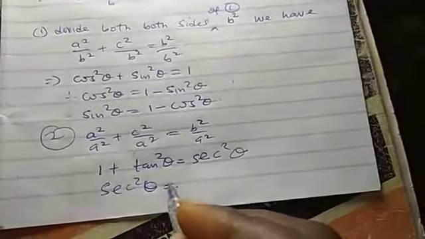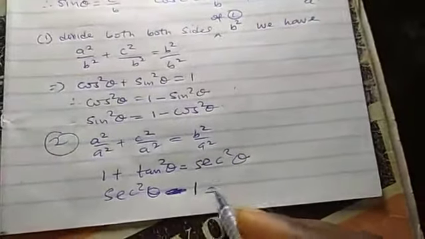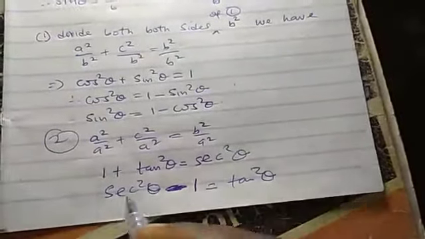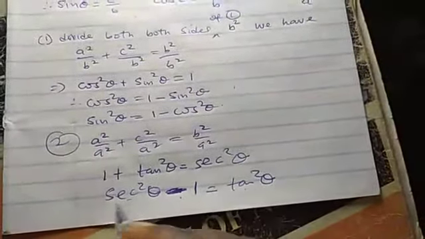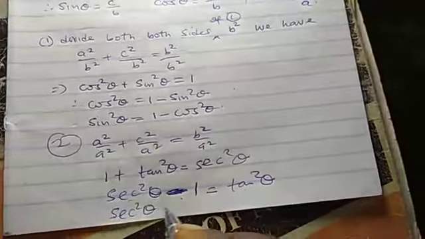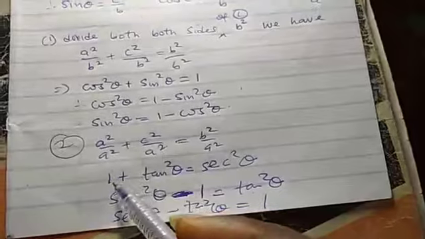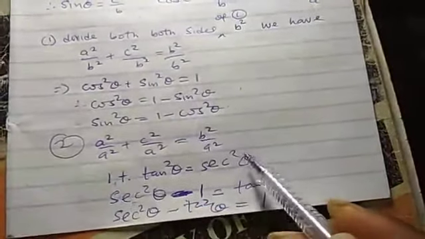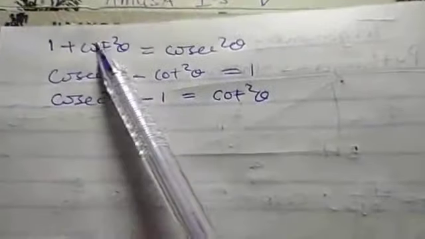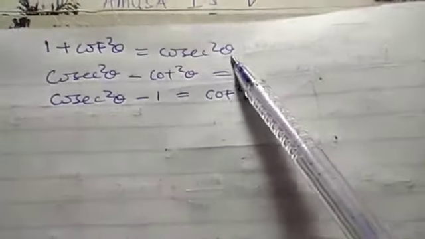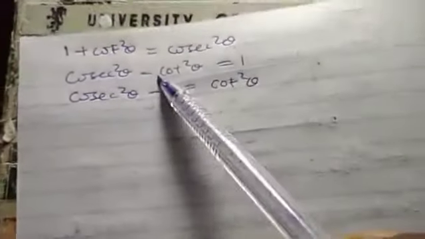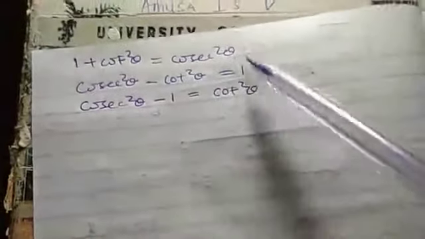If I make tan square theta the subject of the formula, I will have sec square theta minus 1 is equal to tan square theta. Also, I can have sec square theta minus tan square theta is equal to 1. From this place, if you make 1 the subject of the formula, plus tan square will go to the other side. So similarly, we can get another result. So also, we can have 1 plus cot square theta is equal to cosec square theta. And playing with this, making all these the subject of the formula, we have these results.